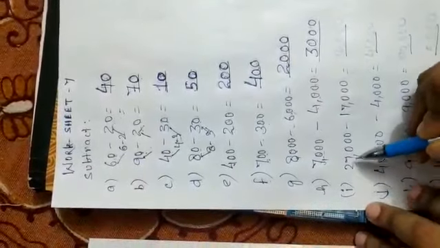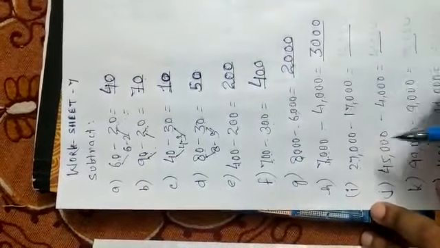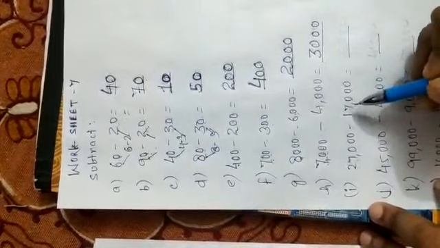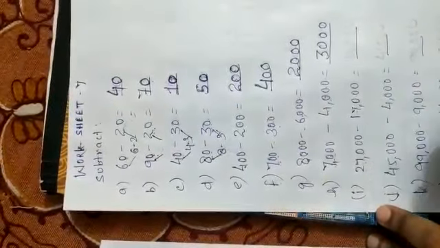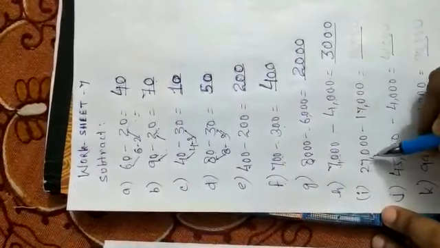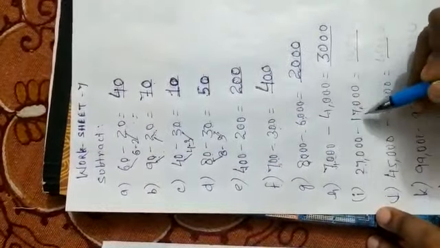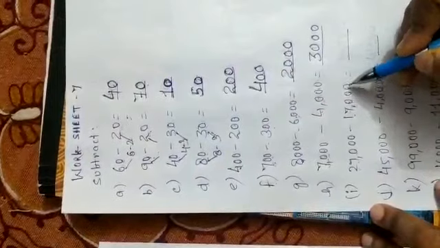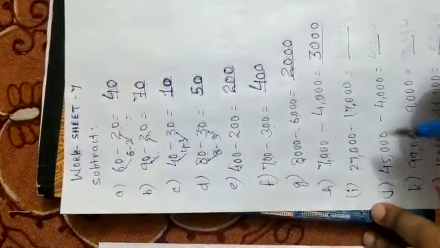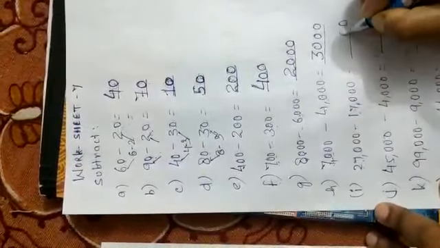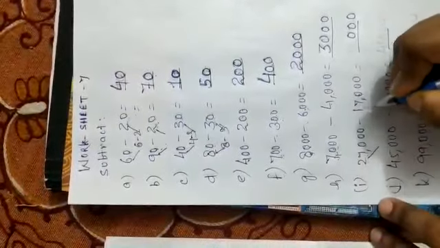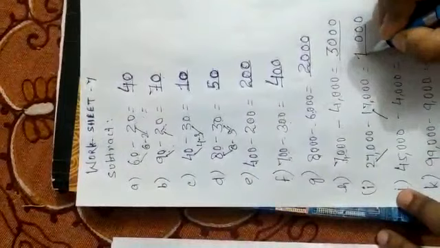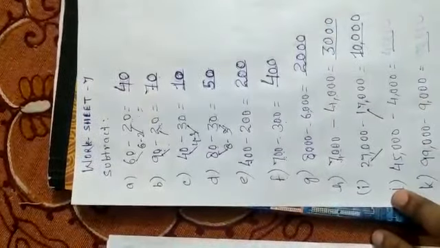Next I, 27,000 minus 17,000. 27,000 and 17,000 are in the same place, that is thousands. Now 27,000 has 3 zeros on the right, 17,000 has 3 zeros on the right. So the difference will also have 3 zeros on the right. Now third step, we subtract 27 minus 17, that is 10. So the answer is 10,000.